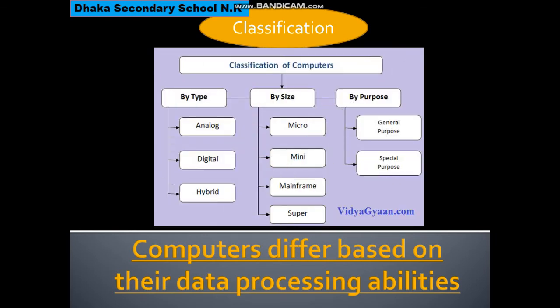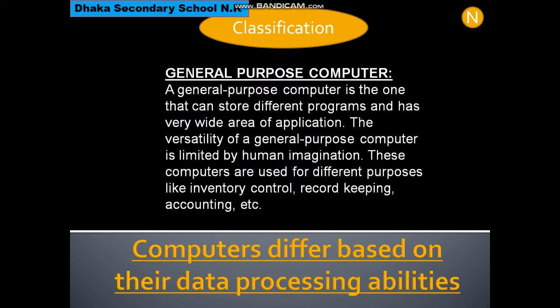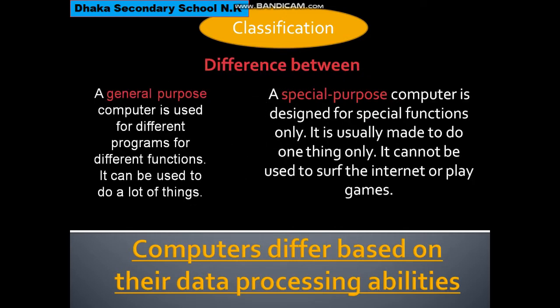This is the block diagram of classification of computer: general purpose and special purpose. A general purpose computer is one that can store different programs and has a very wide area of application. The versatility of general purpose computer is limited by human imagination. These computers are used for different purposes like inventory control, record keeping, and counting. We can say that a general purpose computer is used for different programs for different functions. It can be used to do a lot of things.